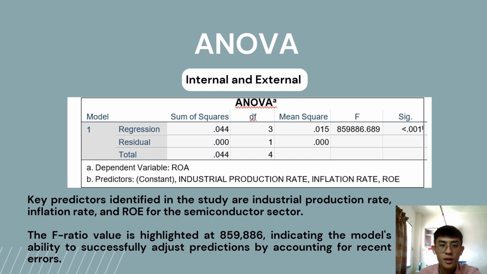For ANOVA, the internal and external model, the key predictors identified in the study are the industrial production rate, inflation rate, and ROE for the semiconductor sector. The F ratio value is highlighted as 859,886, indicating the model's ability to successfully adjust prediction by accounting for the recent error.